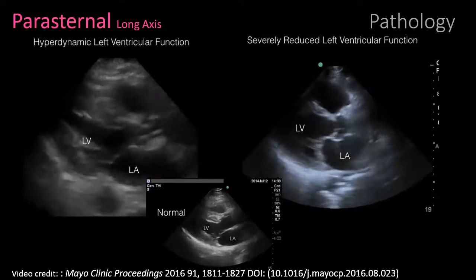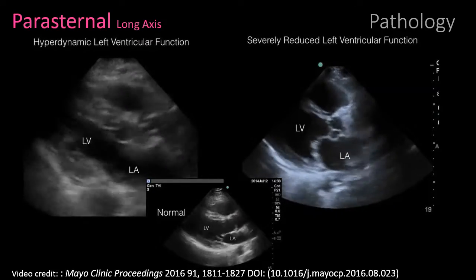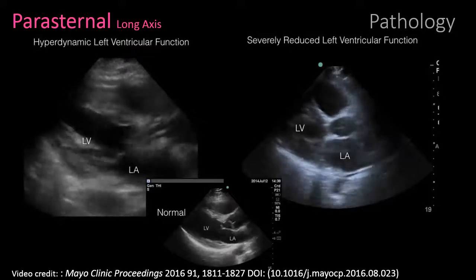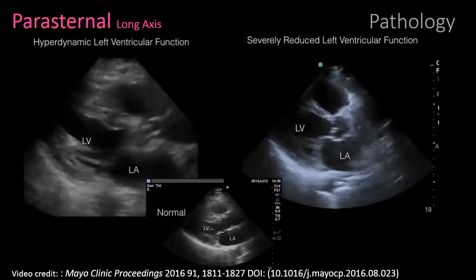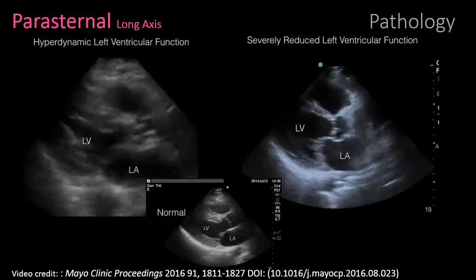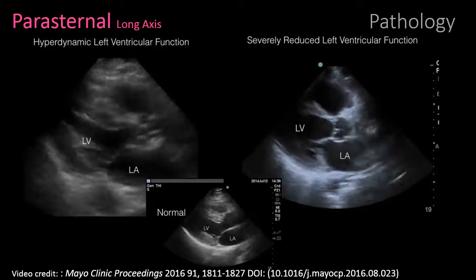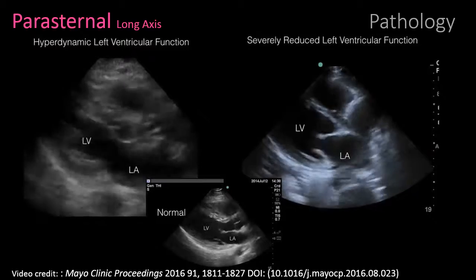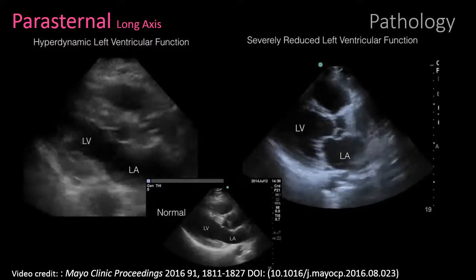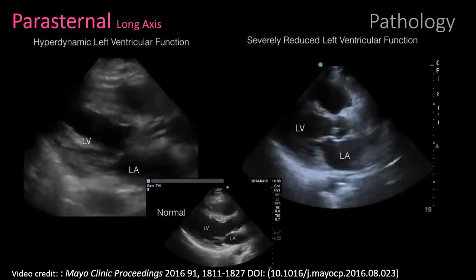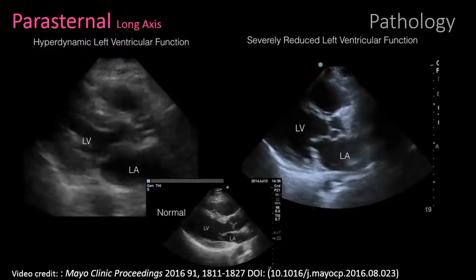And so looking at the thickness of those walls, as well as how much they move and how much the volume of that chamber changes from systole to diastole, can give you a sense of how well the heart muscle is functioning.